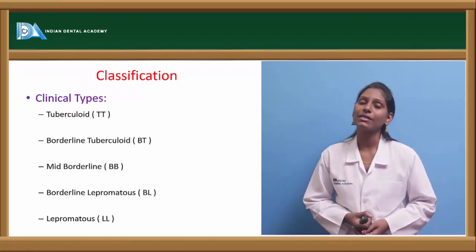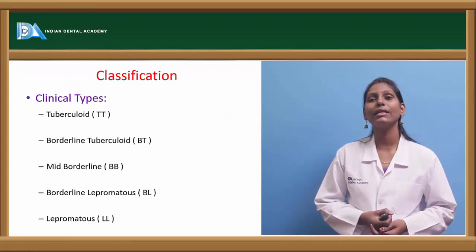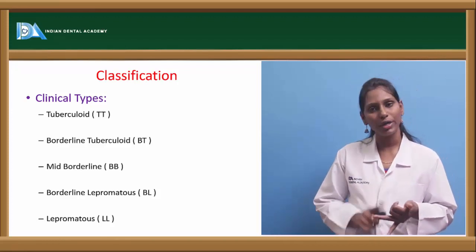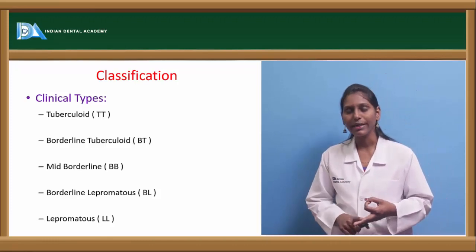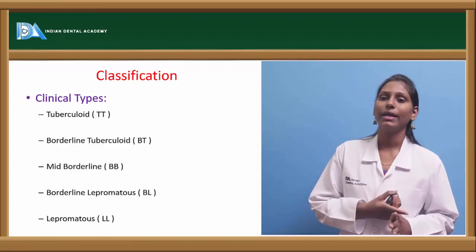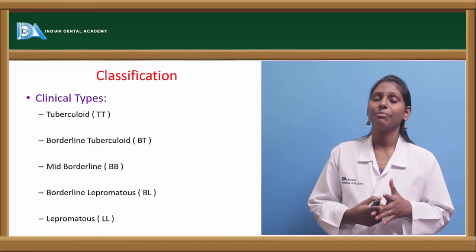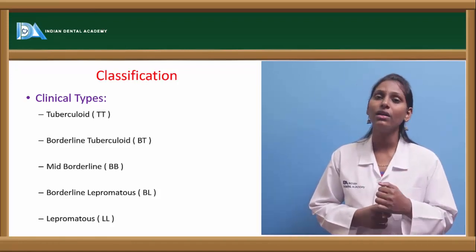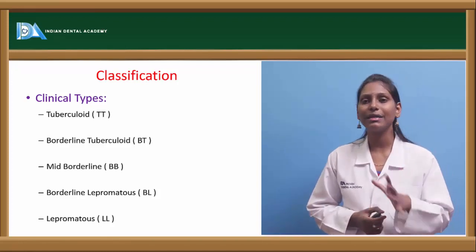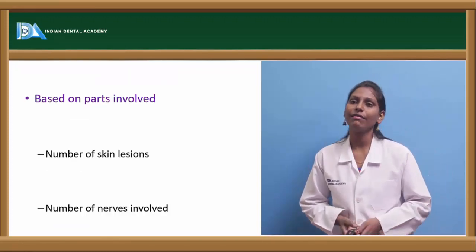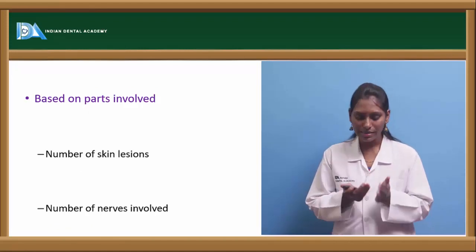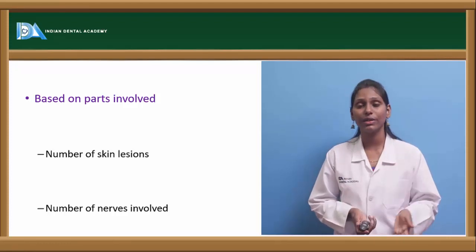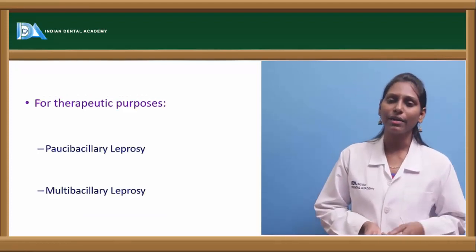When we're talking about various types of leprosy, based on the clinical types, we have 5 types. One is tuberculoid type, borderline tuberculoid type, mid-borderline, lepromatous type, and borderline lepromatous type. Mid-borderline is usually very rare, and if this occurs, it is again a very severe form of leprosy, but it is the rarest of the cases. When we are talking about the parts involved, as we know, it involves skin and nerves. So based upon the number of skin lesions and the number of nerves involved, it can again be classified.